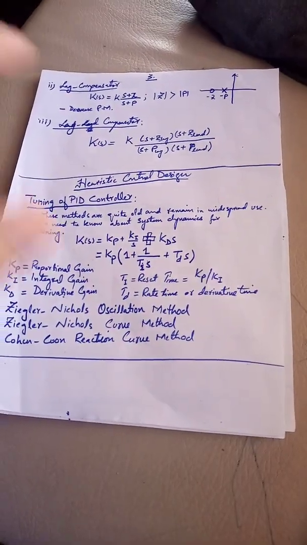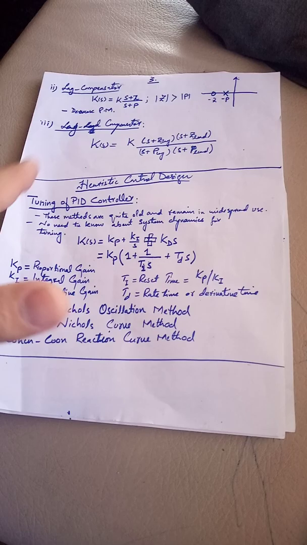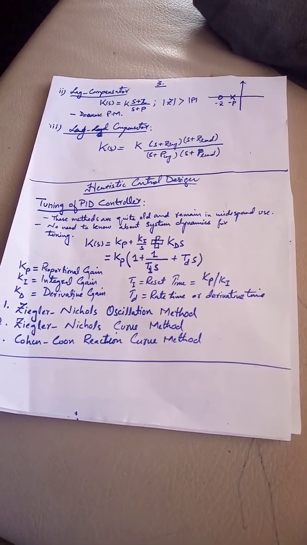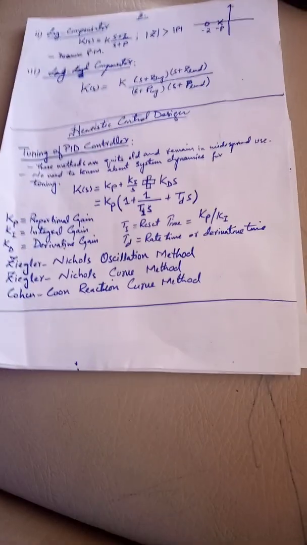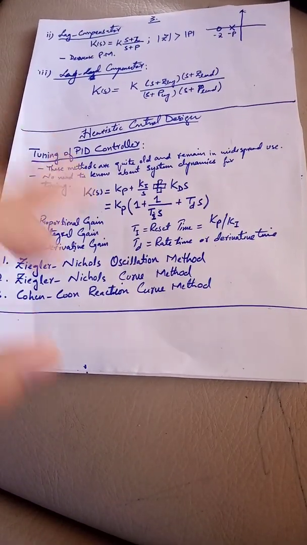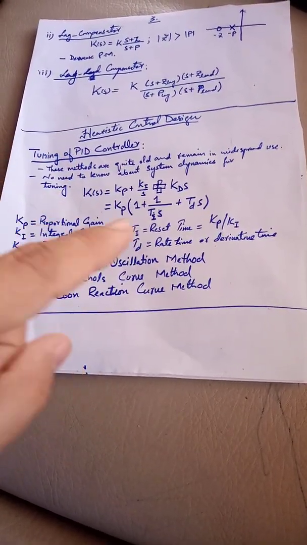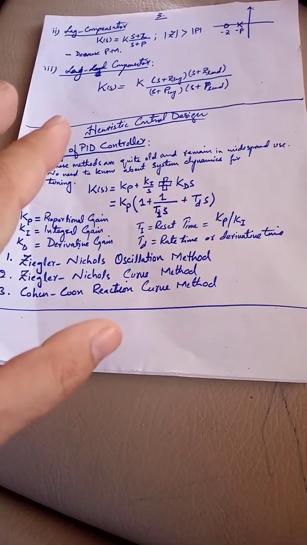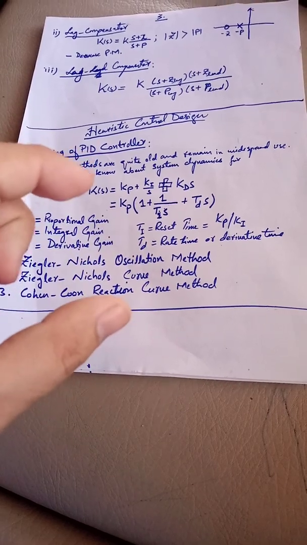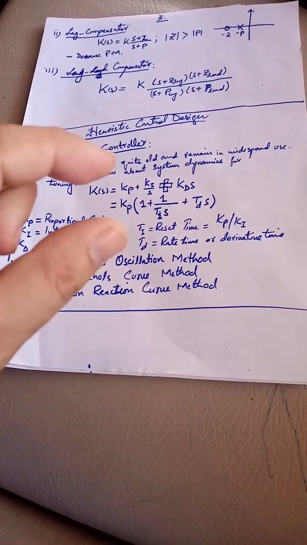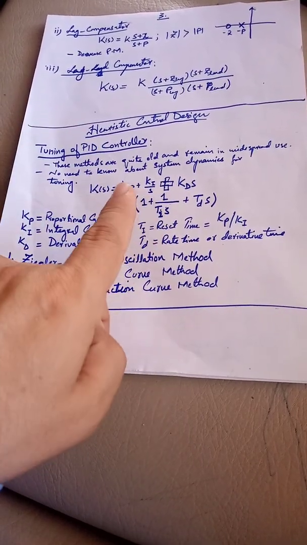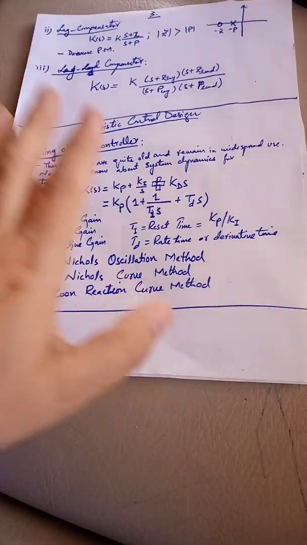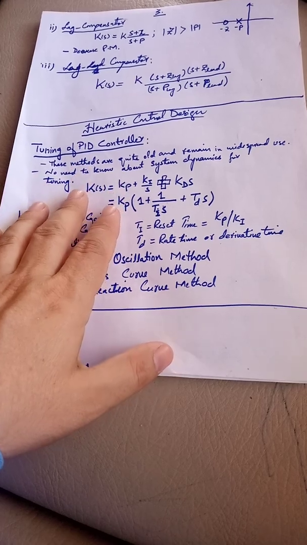The main idea of the method I am telling you is that it doesn't matter what type of system you are dealing with, there are techniques or methods to tune the controller or find out the values of Kp, Ki and Kd. They don't bother what type of system you are using to calculate the controller gain. So the main idea in this technique is that it is based on tuning.